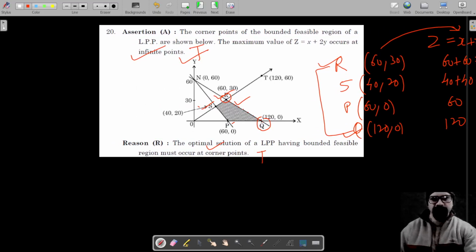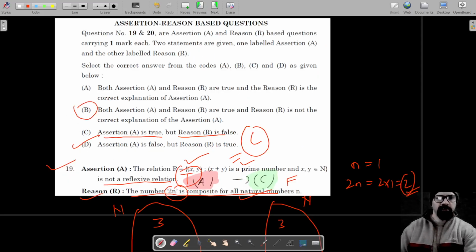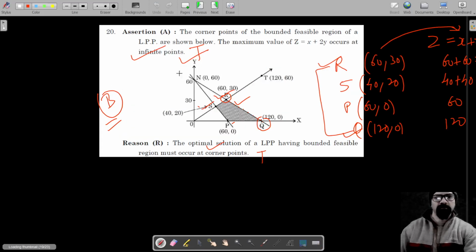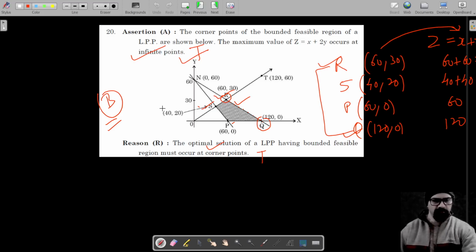So in this case, if we choose from the given options, the correct option is: both A and R are true, but R is not the correct explanation of A. So B is the correct option for this one. So this is option B: both assertion A and R are true, but R is not the correct explanation of A. So B is the correct answer for question number 20.